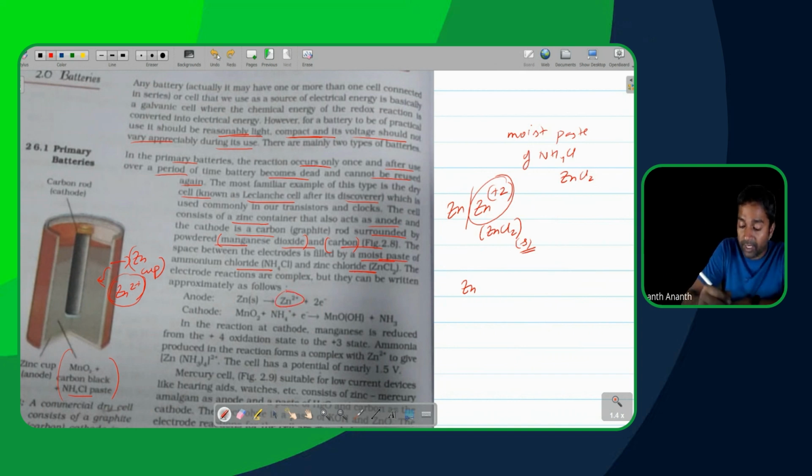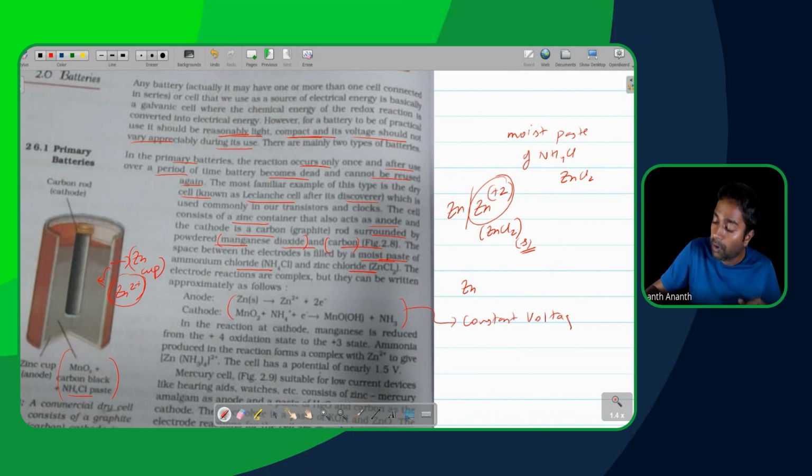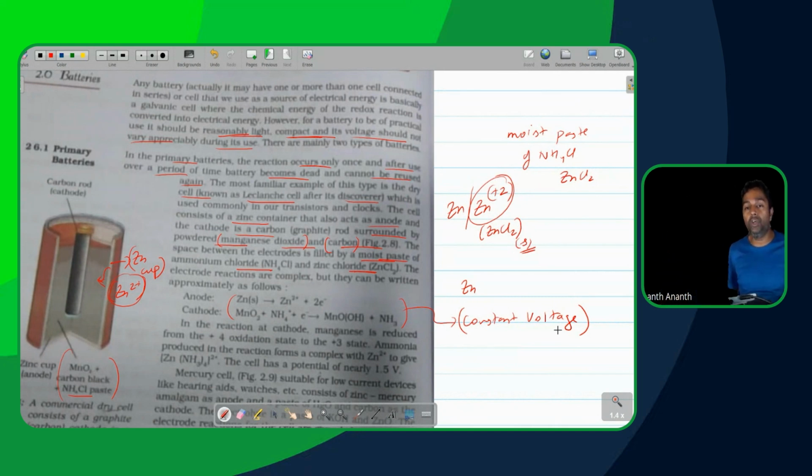If I'm going to consider this as the reaction, they've given you the anode and cathode reaction here. If you want the reaction to have constant potential, that is necessary, correct? That's what we talked about. What is needed? Can you tell me, for this reaction, which is given here, anode and cathode, for it to have constant potential, constant voltage, what do I need?